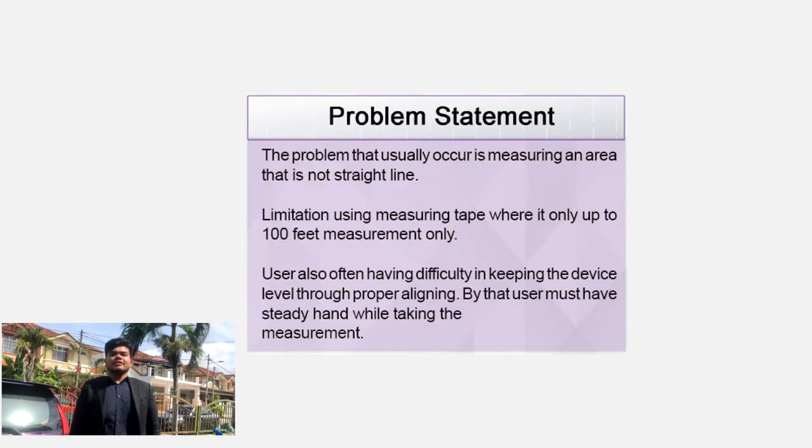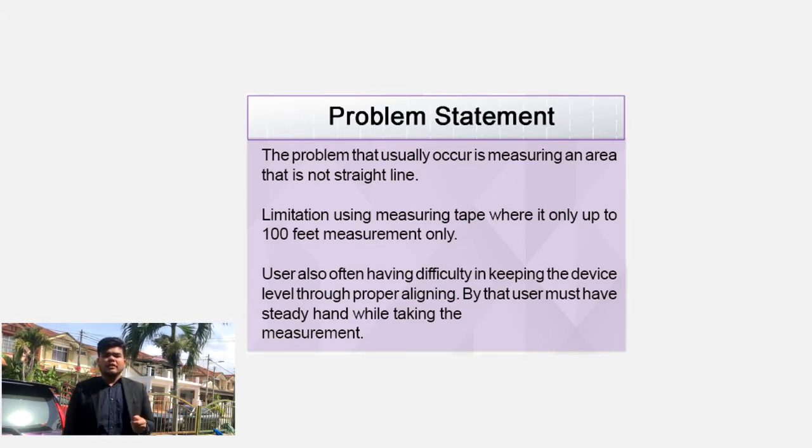First, there are two devices used for measuring length. The first device is the measuring tape and the second is the laser tape measure. Why did I come up with this idea? This is because of the limitation of the measuring tape, which only measures up to 100 feet, and it is difficult to measure an area that is not in a straight line. And for the laser tape measure, the problem is that the user needs a steady hand to make the measurement more accurate.